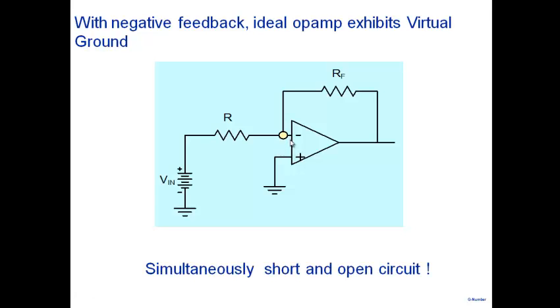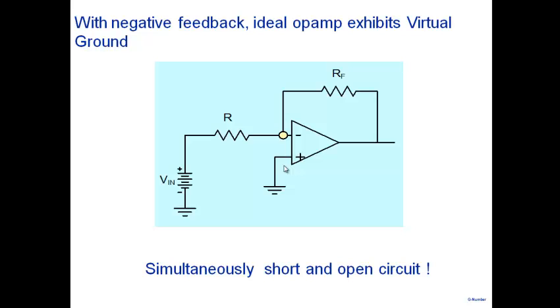And some people like to say that this particular property is simultaneously short as well as open. It's short. Why? Because the voltage here is the same as the voltage here. So you consider it as a short. Why do you consider it as open? Because no current really flows between these two terminals. So it's like a short and it's like an open also.